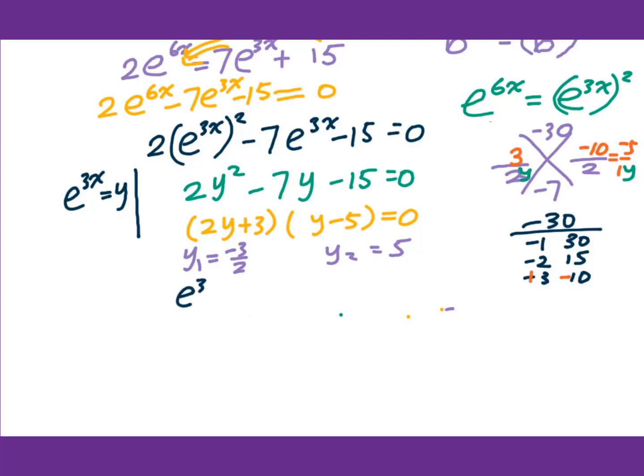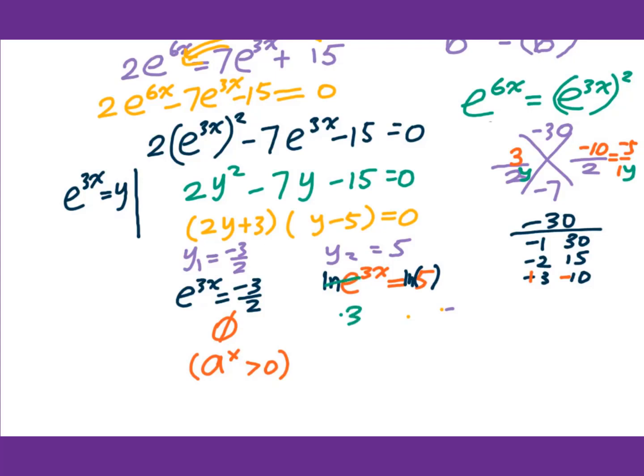We got e to the 3x equals negative 3 over 2. Definitely it's empty set because a to the x power is greater than 0. For this part, e to the 3x equals 5. We got to do natural log both sides. Then we get 3x equals natural log of 5. Then we divide by 3. You will get x equals 1 over 3 natural log of 5.